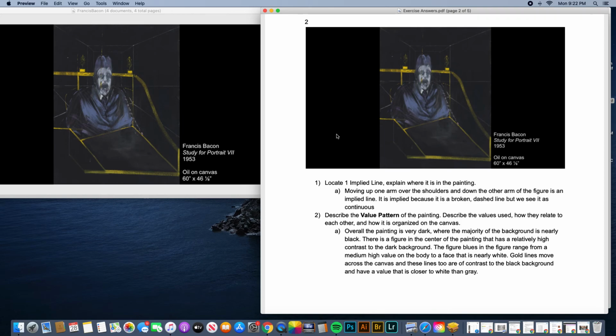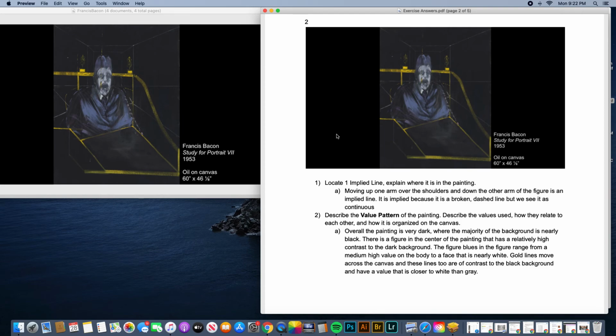Overall, the painting is very dark, where the majority of the background is nearly black. There's a figure in the center of the painting that has a relatively high contrast to the dark background. The blues in the figure range from a medium-high value on the body to a face that is nearly white. Gold lines move across the canvas, and these lines too are of contrast to the black background and have a value that is closer to white than gray.